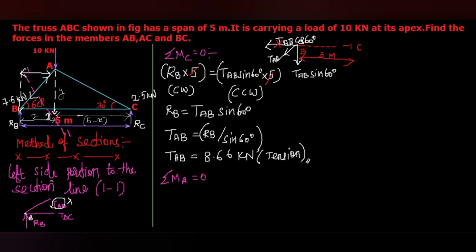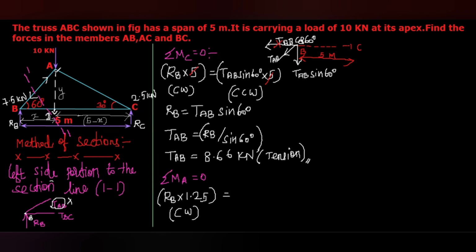With respect to the point A, this distance is equal to X. So RB multiplied by X, that is 1.25, is acting in clockwise direction. So this should be balanced by another counterclockwise moment.